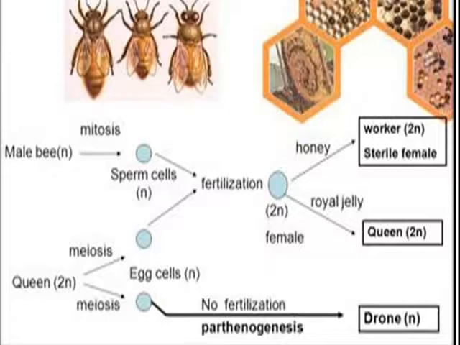Now as I said, the queen will go through meiosis and will produce 2 eggs. So one egg will go for fertilization with a sperm cell, but the second one will have no fertilization, and with parthenogenesis it will create a drone, that is a male bee.